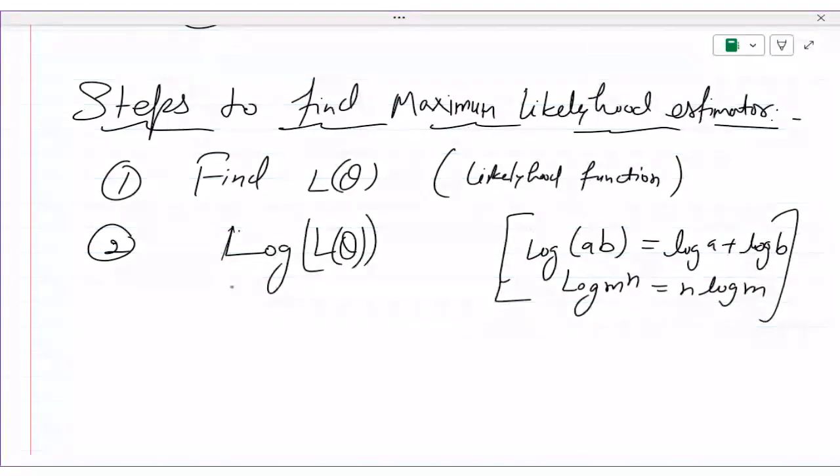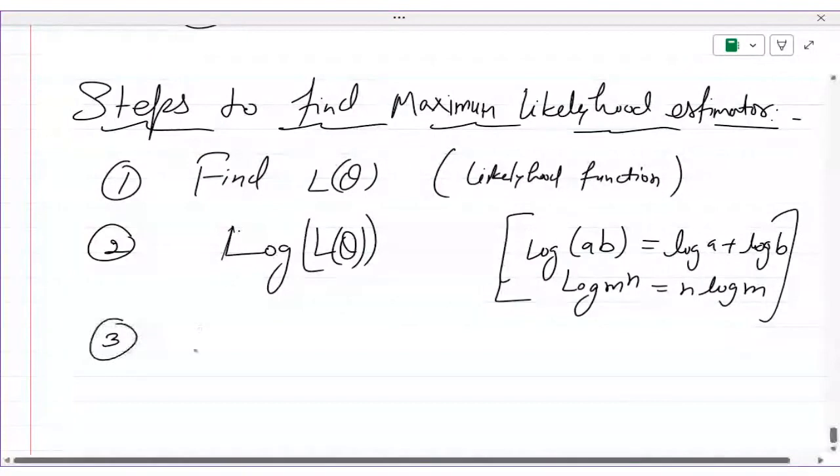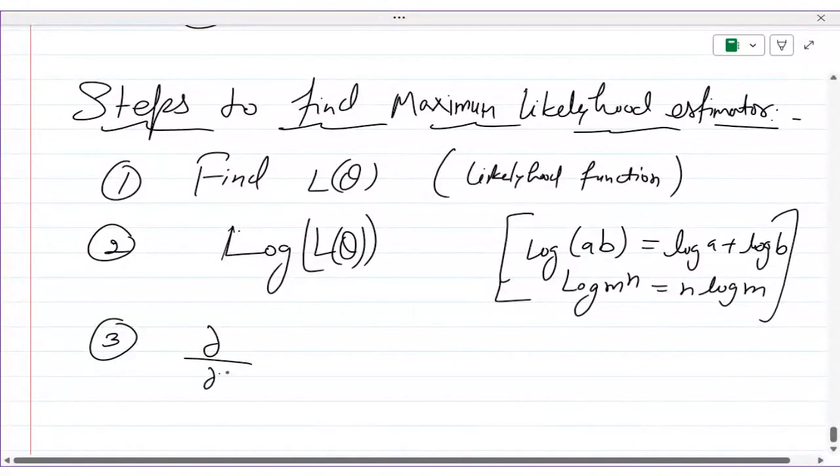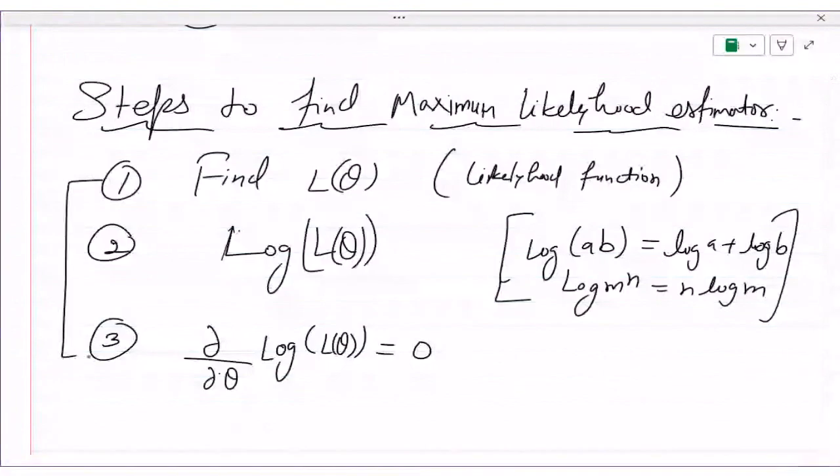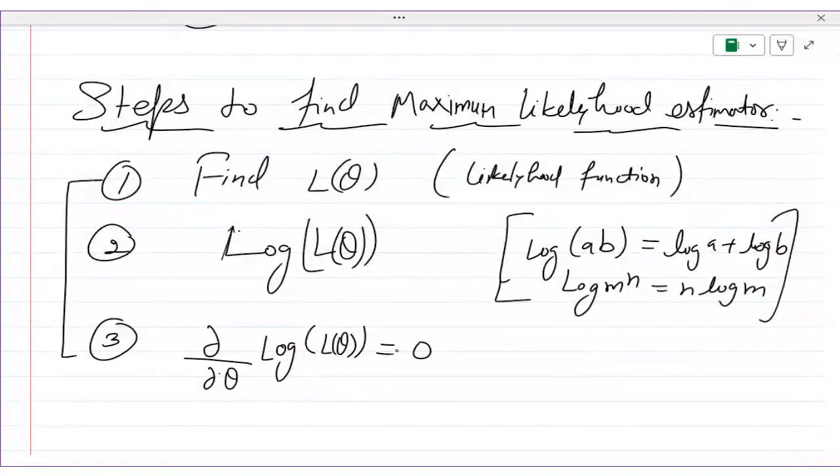Okay, so these log formulas you have to remember, they will be useful. And the third step is how we find the maximum value of any function. We take the derivative with respect to the parameter, and we keep this derivative equal to 0. So these are the three steps to find the maximum likelihood estimate. Where is the maximum value? Where the derivative is 0, right? So first we find the function, then we find the log of the function, then we take the derivative of the log of the function and keep it equal to 0. Wherever the log is maximum, at the same point the function will also be maximum.